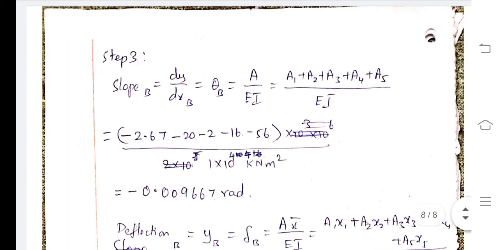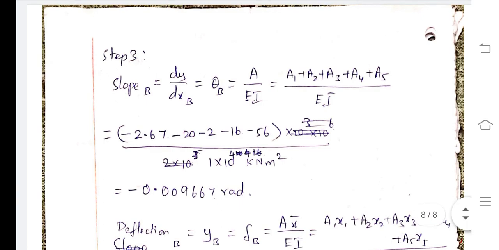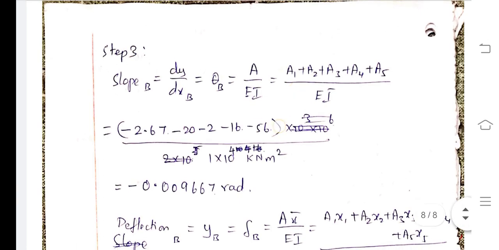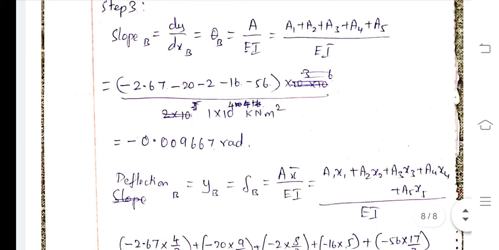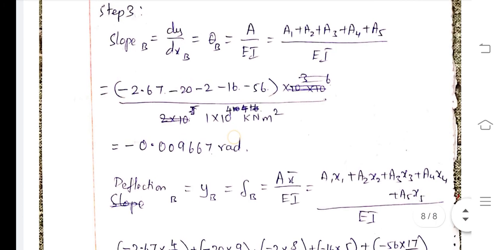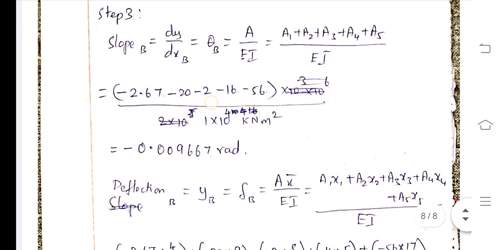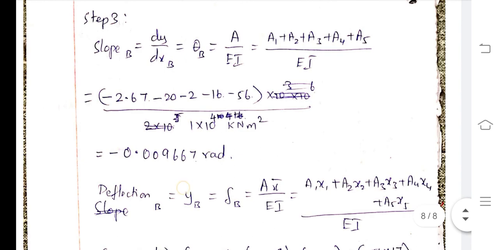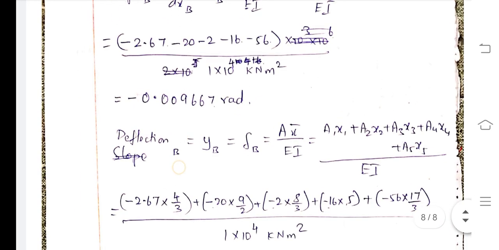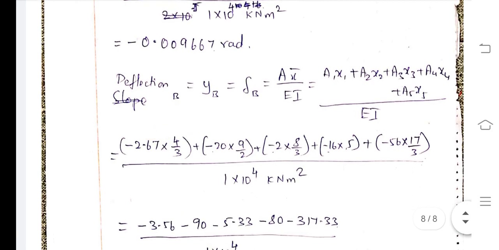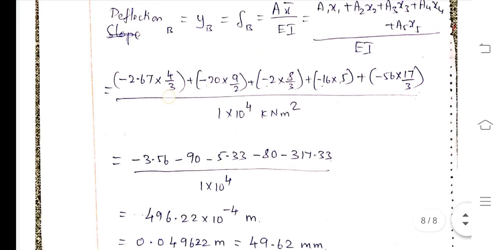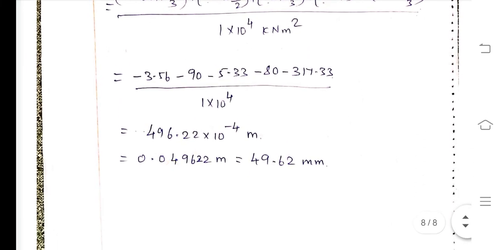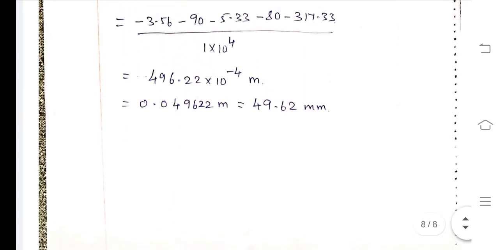Then step 3: the slope is nothing but the area divided by EI. Here there are 5 areas, so A1 plus A2 plus A3 plus A4 plus A5 divided by EI, substituting everything. You have no need for the conversion of 10 power 3, because EI is already in kilonewton meter square, so you can directly substitute this value without conversion. So it will be 0.009667 radians. Similarly the deflection is A into x bar by EI, so substituting everything you will get this answer. There is a small mistake in this x bar, so this value will be changed. So this is the problem. Thank you.